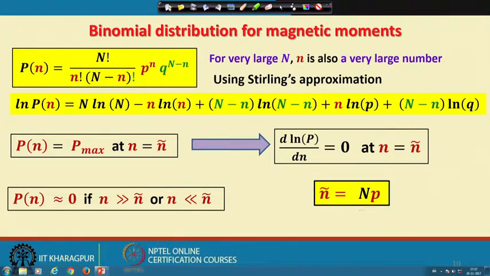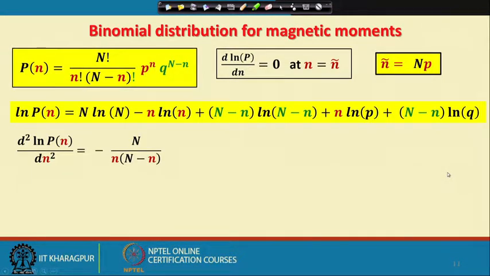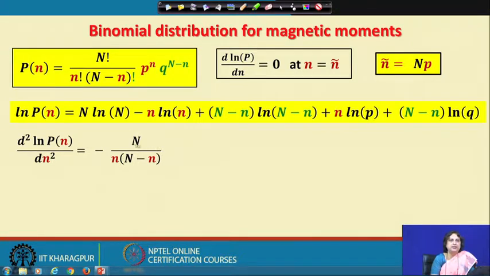Now, once we understand this, let us go one step further and try to see the further consequence of this equation. I can take the second derivative of ln P n with respect to n, and you can very easily show that this second derivative will be given by this expression. I am not going to do this algebra here.